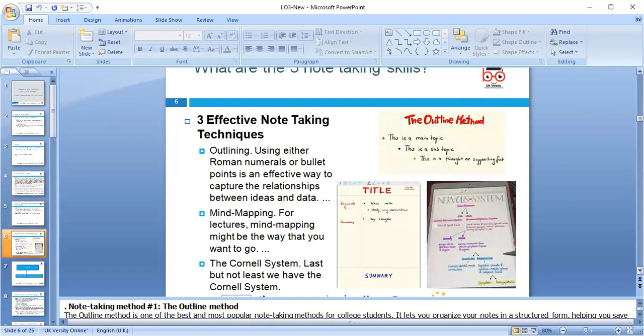Three effective note-taking techniques, outlined using Roman numerals, are bullet points, an effective way of capturing the relationship between ideas, and mind mapping. For lectures, mind mapping might be the way that you want to go. There are different systems we can look at. Last but not least, we can look at the system by which we take the notes.